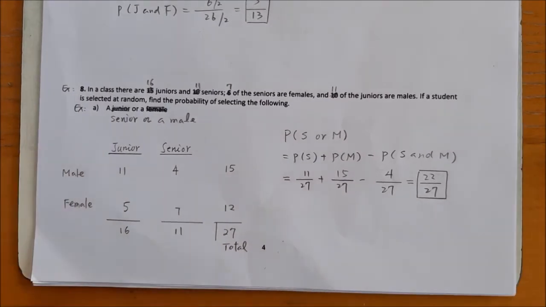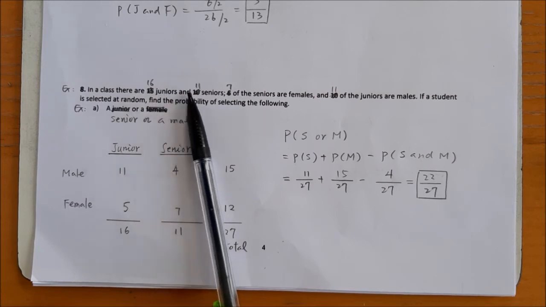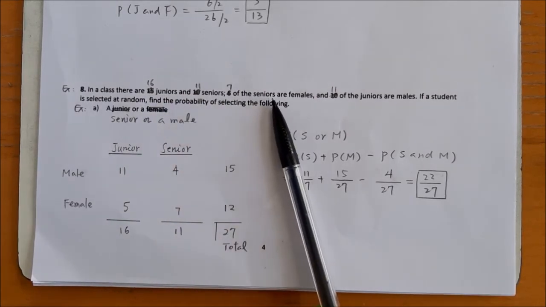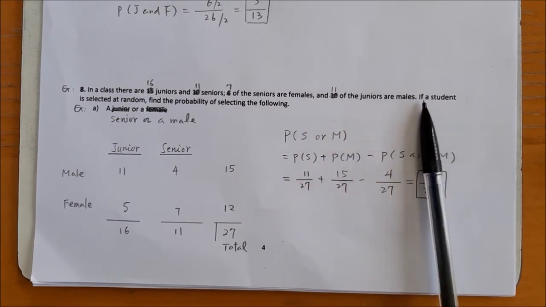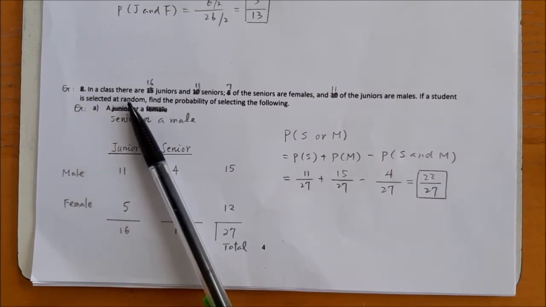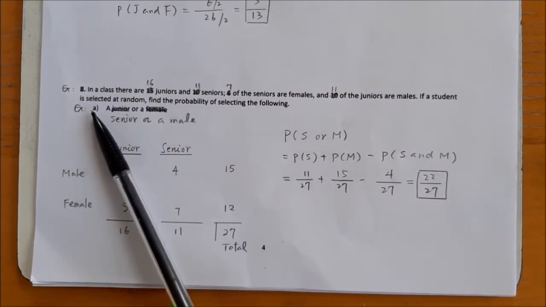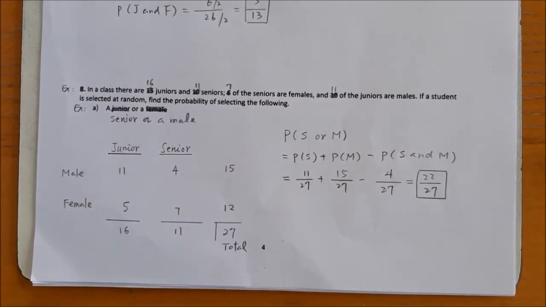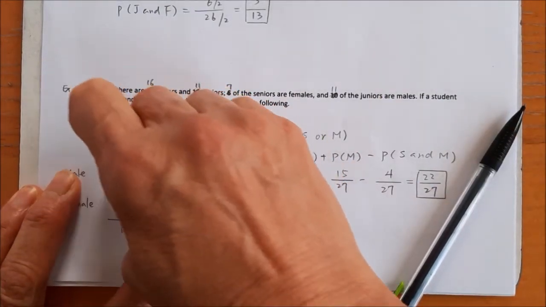Question 8 is: in a class, there are 16 juniors and 11 seniors. 7 of the seniors are female and 11 of the juniors are male. If a student is selected at random, find the probability of selecting the following: a senior or a male. So first of all, we have to create this table. I'm going to erase it first.